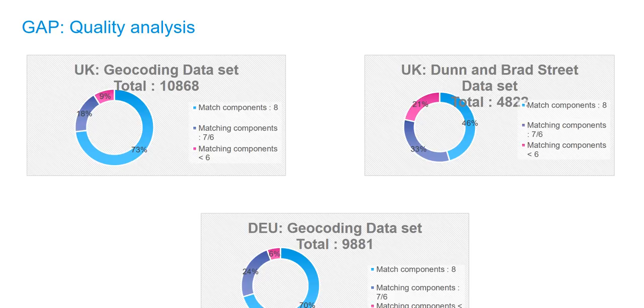And for Germany, in the geocoding dataset, 70% of the times all the components were tagged correctly, and 24% of the times we got one or two components wrong, and very rarely, that is 6%, the components correct were less than 6.